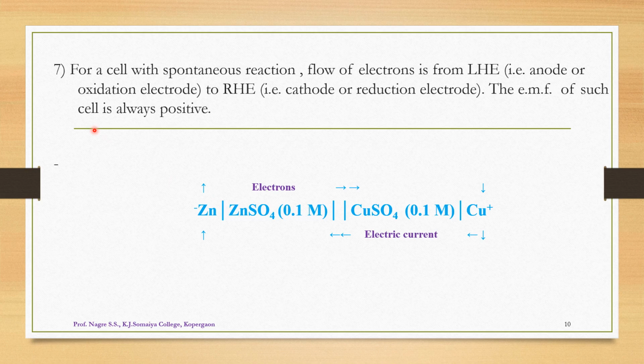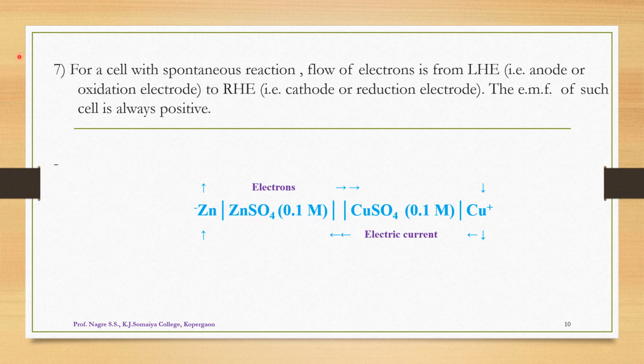The next important convention is number 7. For a cell with a spontaneous reaction, the flow of electrons is from LHE, that is the anode or oxidation electrode, to RHE, that is the cathode or reduction electrode. The EMF of such a cell is always positive. We know the output of each and every cell is nothing but the EMF.